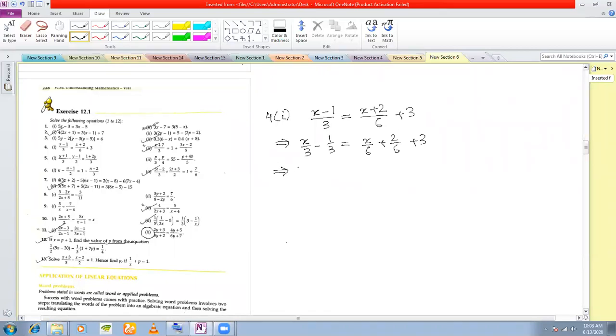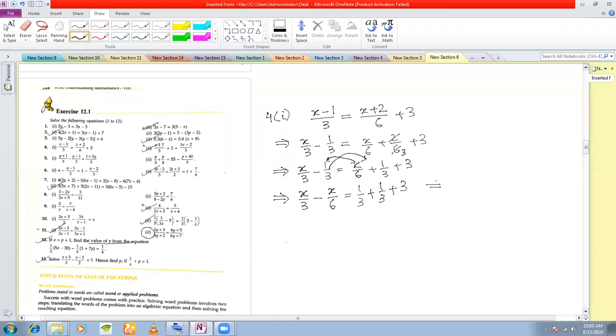No, sir. x by 3 minus 1/3 is equal to x by 6 and this cancels here. You get plus 1/3 plus 3. Now you take all the x's on one side. You get x by 3 here on the left hand side. You're taking x by 6 from this side to this side, so it becomes a minus x by 6. And you're taking minus 1/3 from this side to this side, so it becomes plus 1/3 plus 1/3 plus 3.